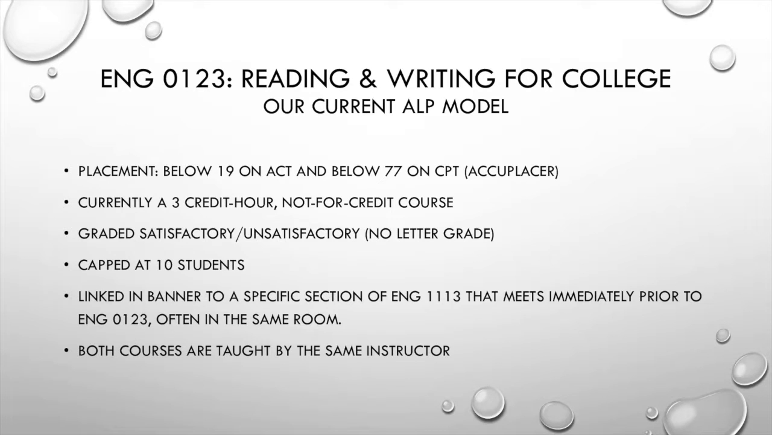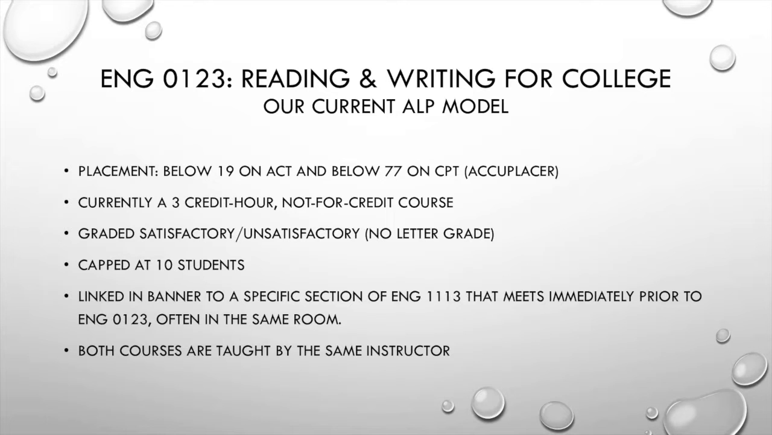You will see that our approach is heavily influenced by the Community College of Baltimore County model. We place students by Regents' mandated ACT cut score and an optional standardized test score. Our course is a not-for-credit 3-hour course in which students earn an S or U. We cap English 0123 at 10 students, but because of the Regents' requirement that we must offer developmental courses to all students who need them in their first semester, we sometimes go as high as 12.